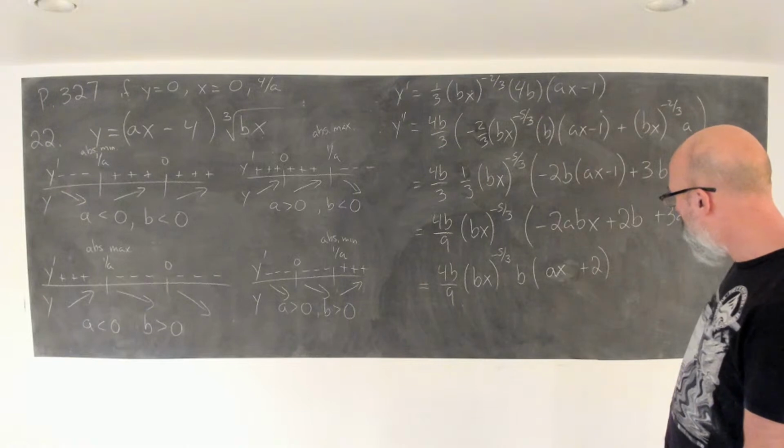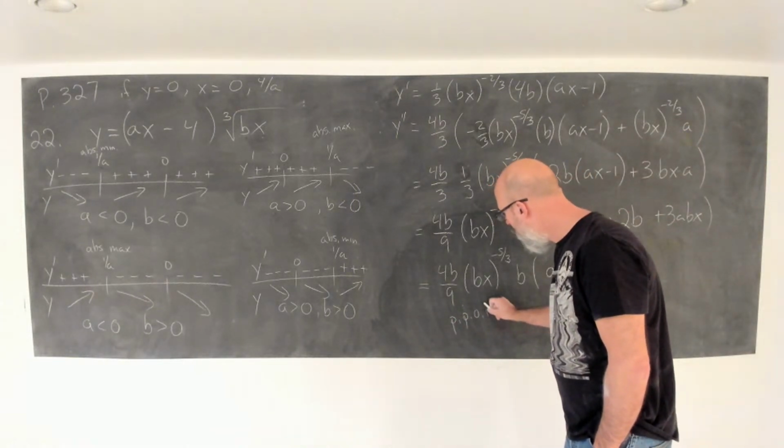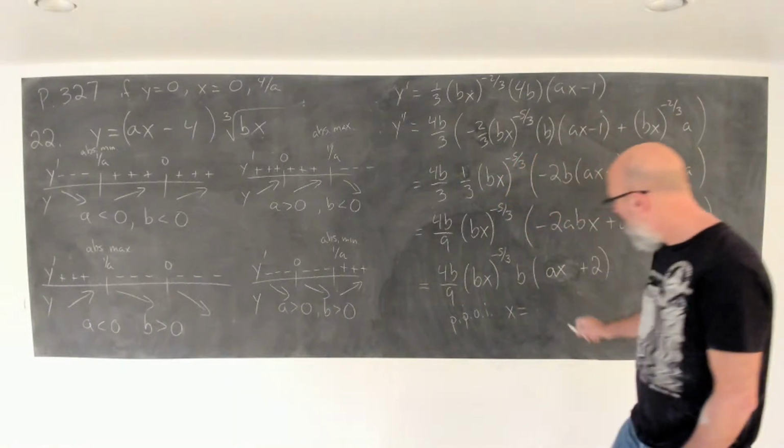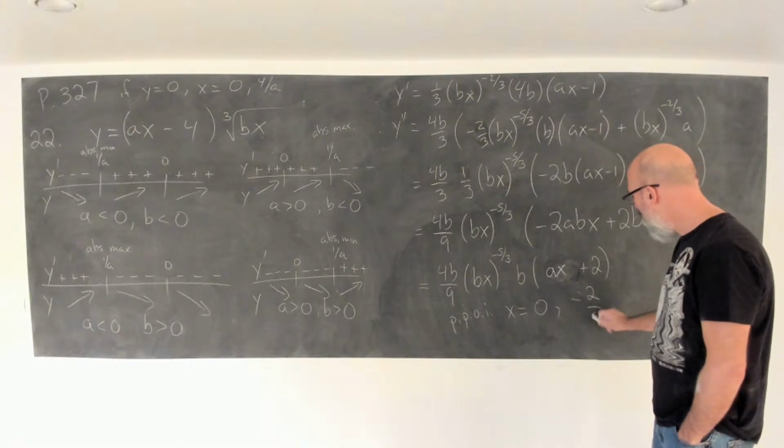So let's finish that up here. So possible points of inflection: 0 or minus 2 over x.